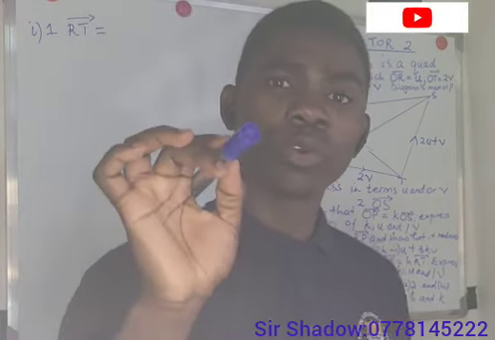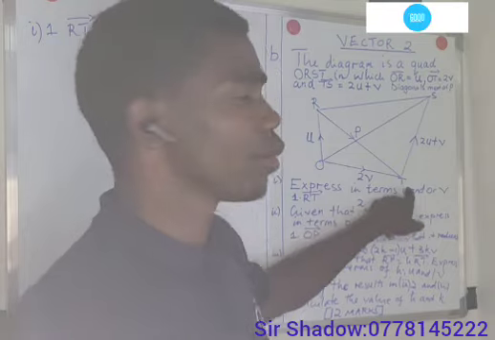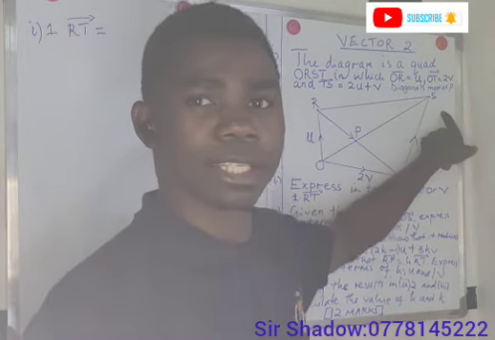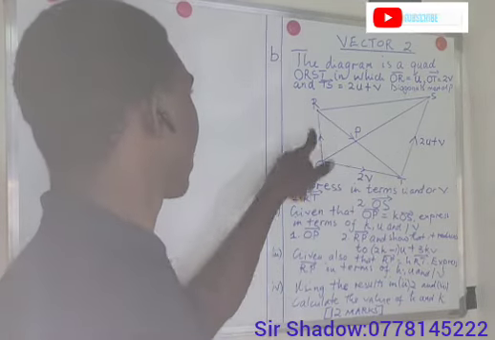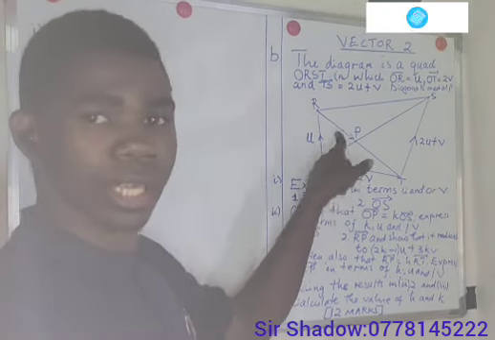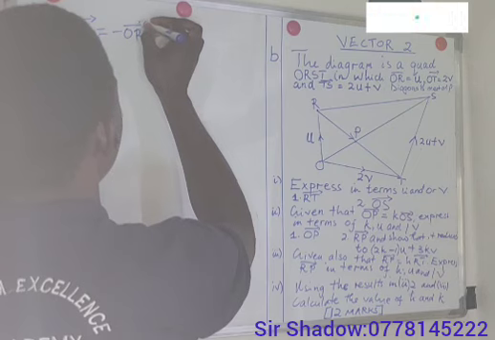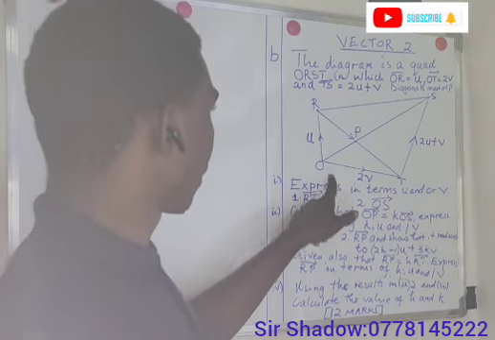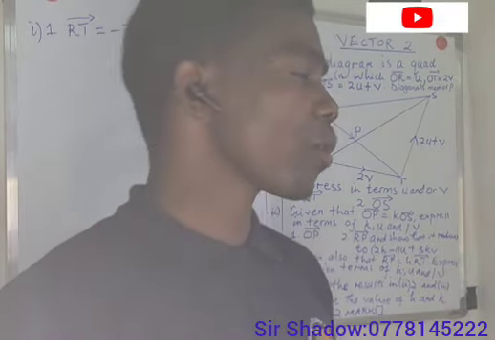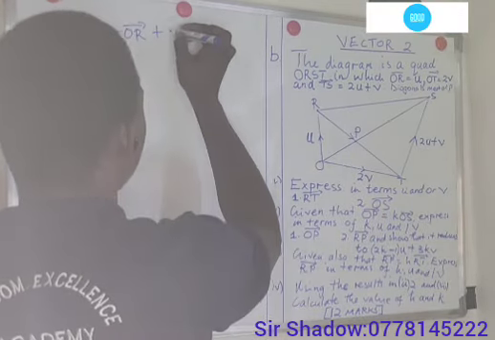As I said, vector work is all about using the given direction. So for us to find RT, we can use RS plus ST, but we are not given the vector RS, which means you have to check for another direction. We have RO, which is negative OR. Remember, we are opposing the arrow here. So negative OR plus OT. But remember, for OT we are not opposing the arrow, so we take it as a positive vector.